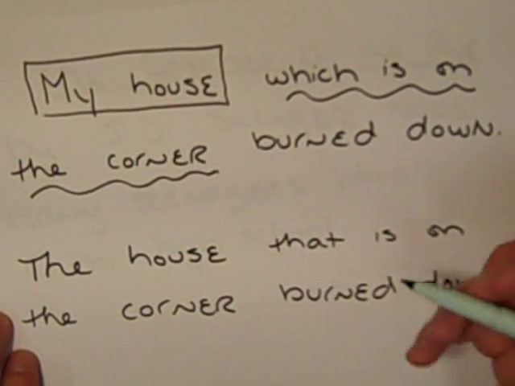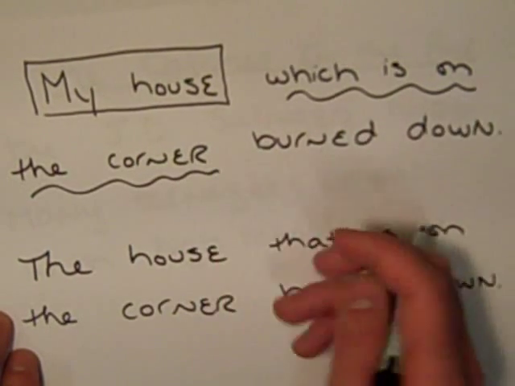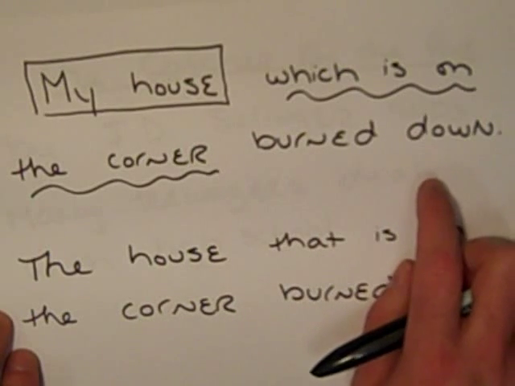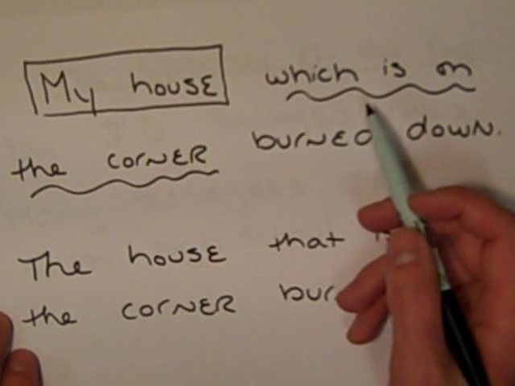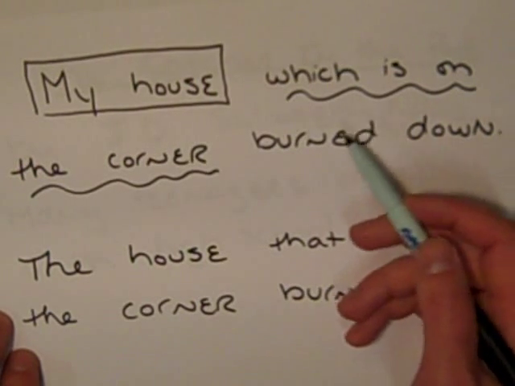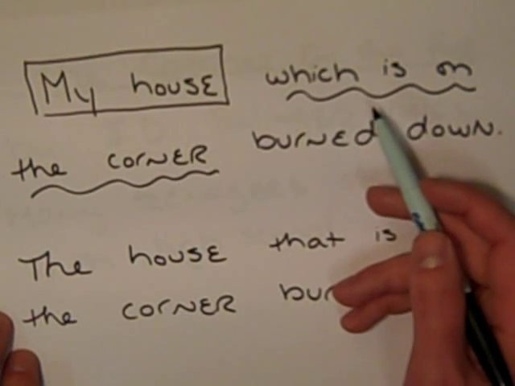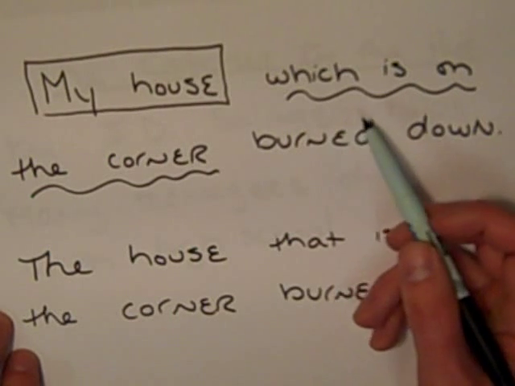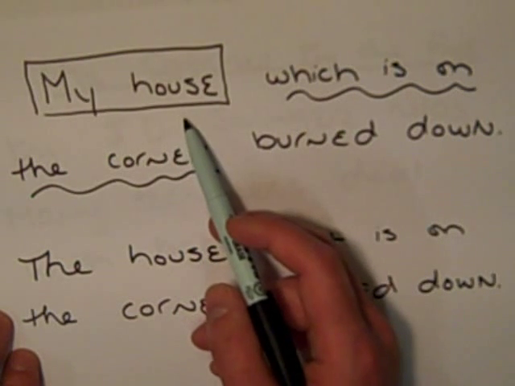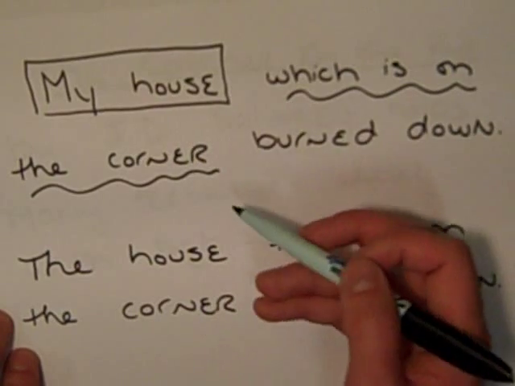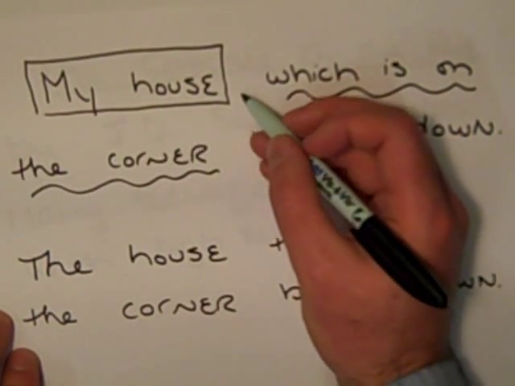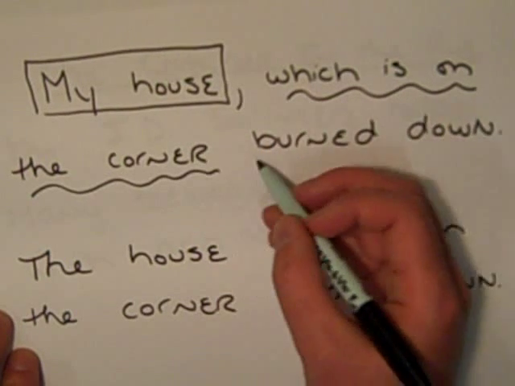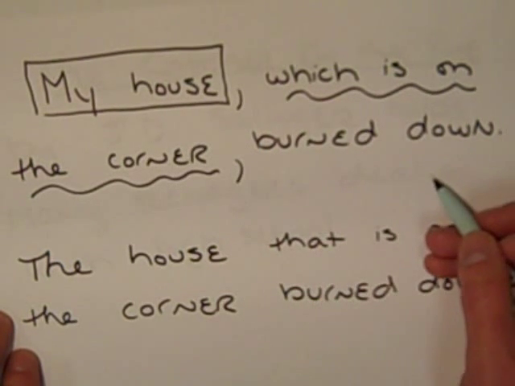If I took out what is underlined with the squiggly line and just said my house burned down, you wouldn't say which house. And so this information definitely adds more information. It's not that it's meaningless, it's that it's not necessary to identify the noun. So because this is non-essential information, I would say my house, comma, which is on the corner, comma, burned down.